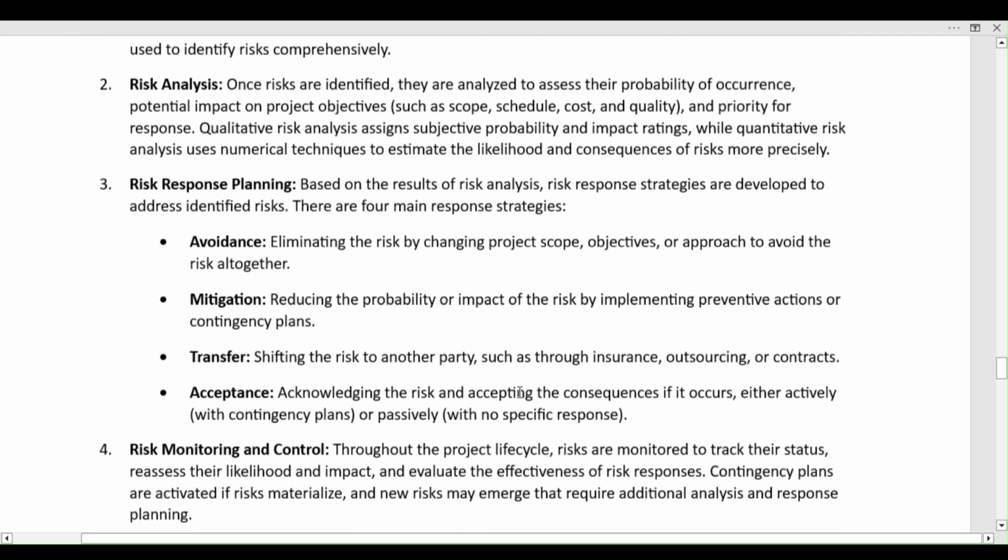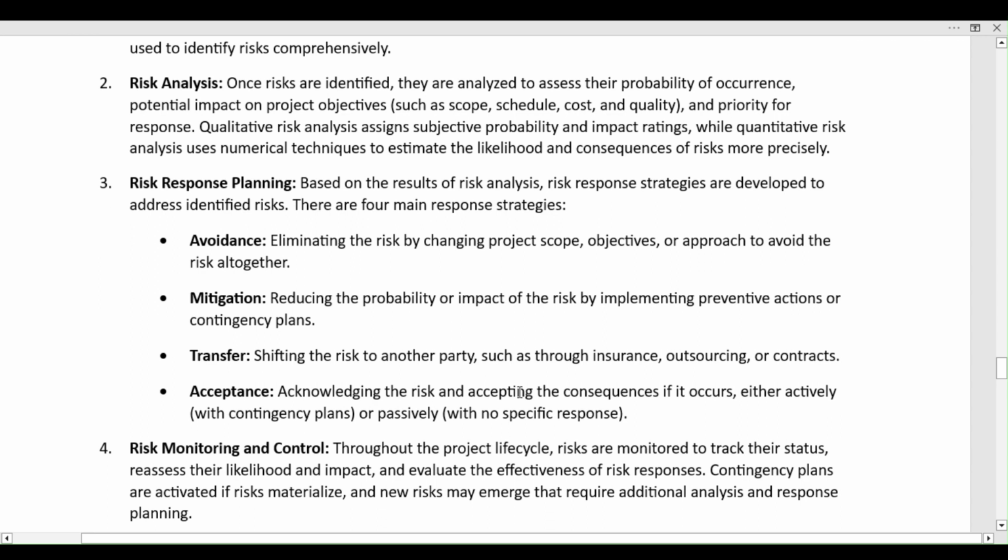Let's move on to the third component, which is risk response planning. Based on the results of the risk analysis, qualitative and quantitative, risk response strategies are developed to address the identified risks. There are four main response strategies. First one is avoidance, second one is mitigation, third one is transfer, and fourth is acceptance. These are all the strategies we can use to tackle the risk if it comes into our project.